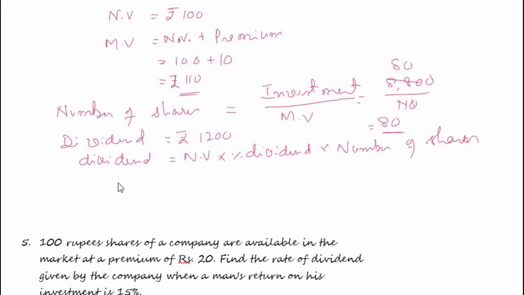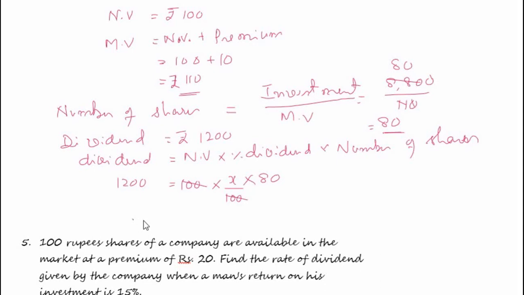Now dividend is given here, 1200, into nominal value. Nominal value is 100 rupees here into percentage dividend. Percentage dividend we need to calculate. Let us take it as X%. So we have to represent as X divided by 100 into number of shares. Number of shares is 80. So 100 cancels with this.